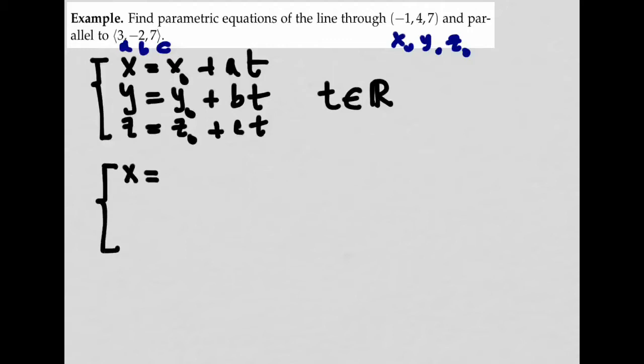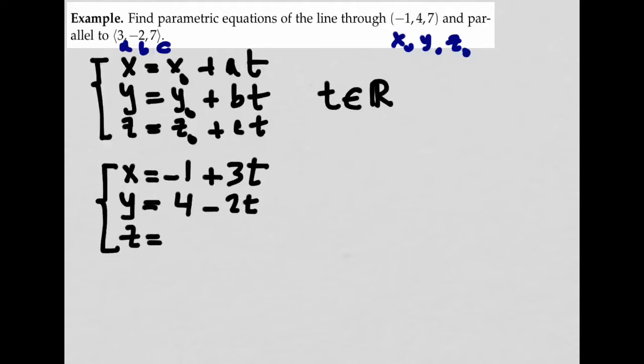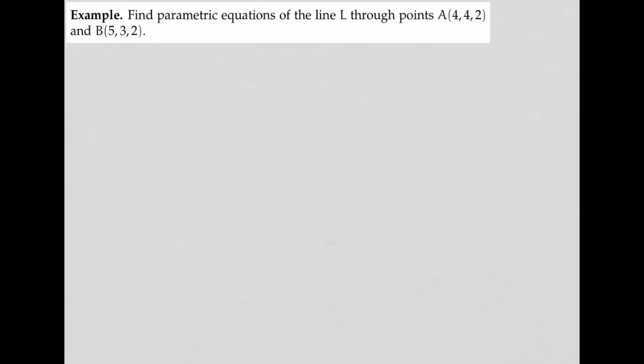x equals x0, which is -1, plus at, which is 3t. y equals y0, which is 4, plus bt, that's -2t. And z equals z0, which is 7, plus 7t. t is the parameter. These are parametric equations of the line through the given point and parallel to the given vector. Here's a slightly more challenging problem.